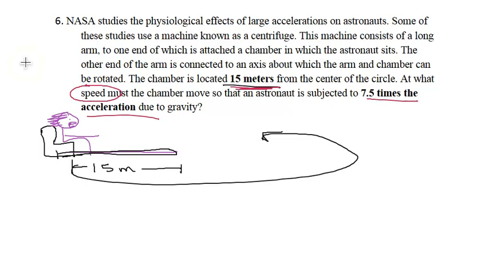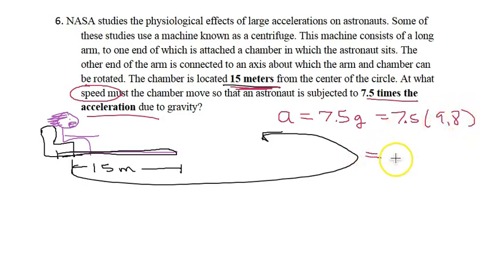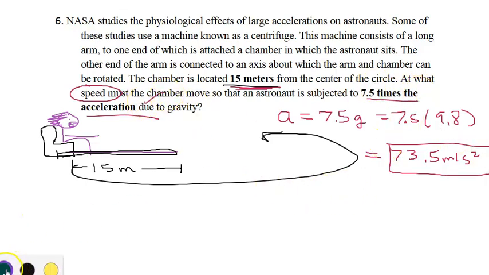All right, question 6 is about the astronauts training to survive G-forces. And what you're given is that the astronaut is subjected to 7.5 Gs. So what that means is their centripetal acceleration is 7.5 Gs, which is 7.5 times 9.8, or 73.5 meters per second squared. Okay, so that's one piece of information, understanding what a G represents.